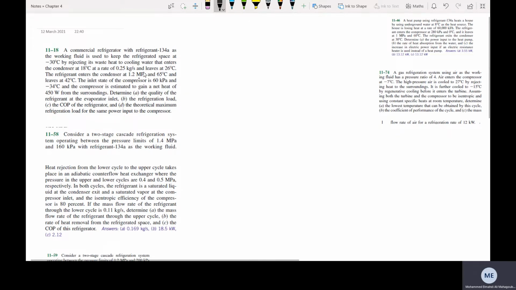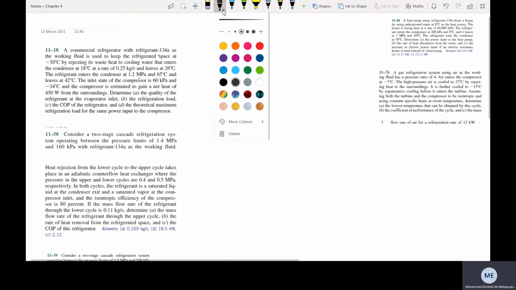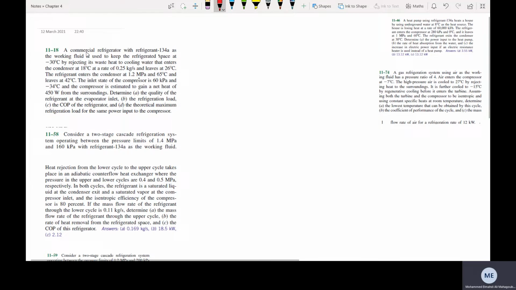What do we have here? Okay, let me enlarge it. Hope you can see it well. We have a commercial refrigerator with refrigerant 134a as the working fluid. It is used to keep the refrigerated space at minus 30 degrees Celsius, which is the temperature we need to maintain, by rejecting its waste heat to the cooling water that enters the condenser at 18 degrees Celsius.